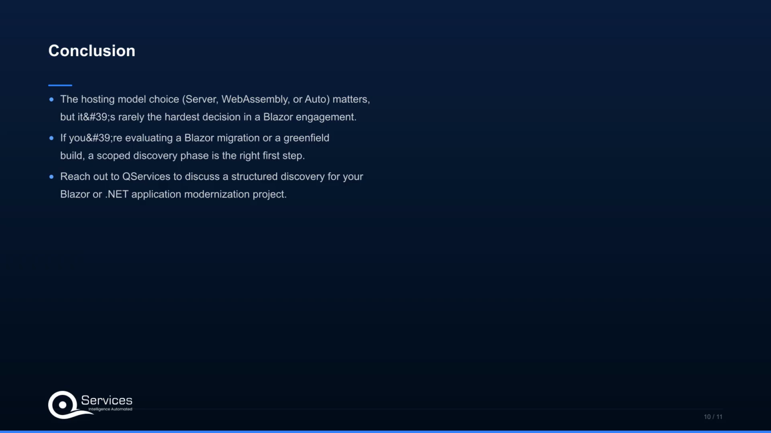If you're evaluating a Blazor migration or a greenfield build, a scope discovery phase is the right first step. It costs a fraction of a mid-project pivot and answers the questions no blog post can answer for your specific context: which existing systems need to integrate, what your real user concurrency looks like, and whether your current team needs additional support to deliver on schedule.